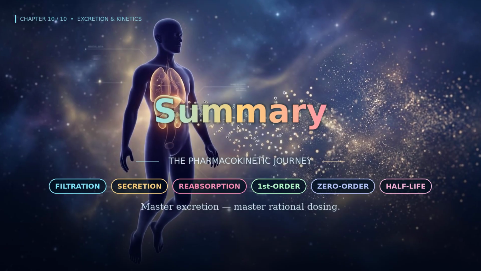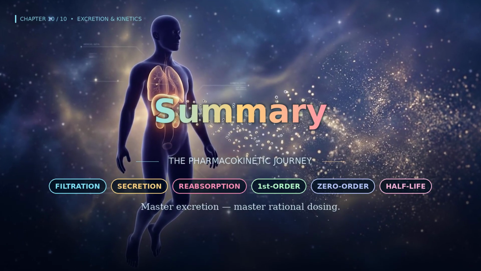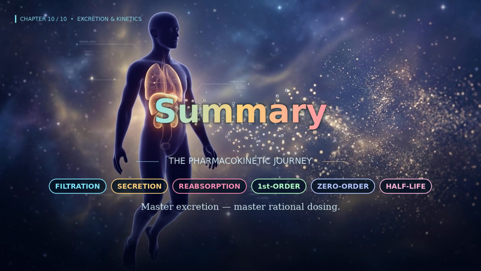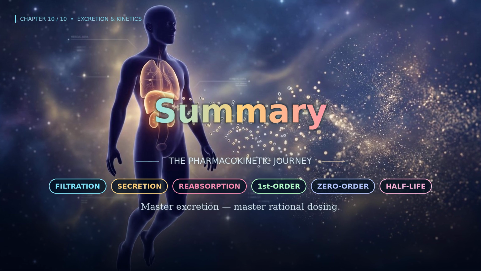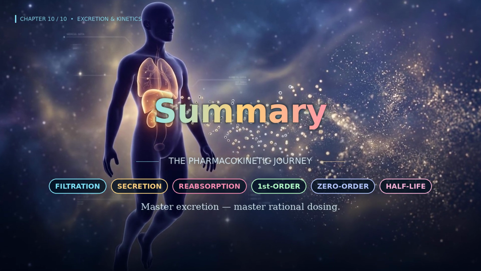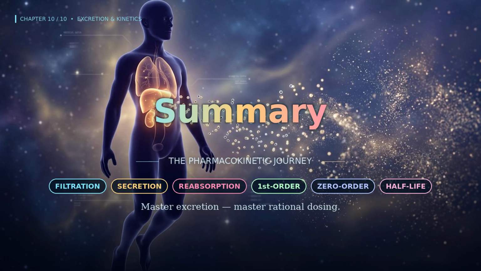From the filtering glomerulus to the exhaling lung, from exponential decay to enzyme saturation, drug excretion and elimination kinetics shape every dosing decision in medicine. Master half-life, clearance, and order of kinetics, and you can predict how any drug will behave in the body. This completes our journey through pharmacokinetics.